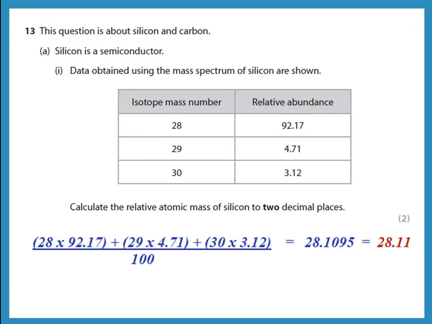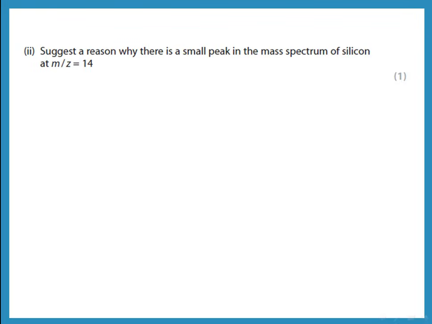Now, when the answer comes out to be 28.1095, please check back with the question. The question says it wants the answer to 2 decimal places. You cannot leave the answer like that. You have to change it into 2 decimal places. Round up the numbers correctly. This is 28.11, not 28.10. Okay?